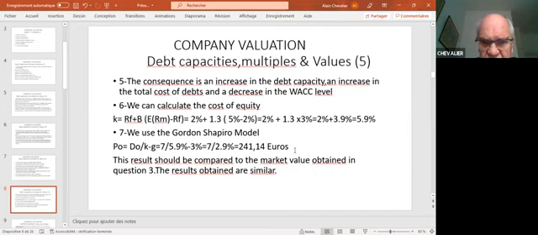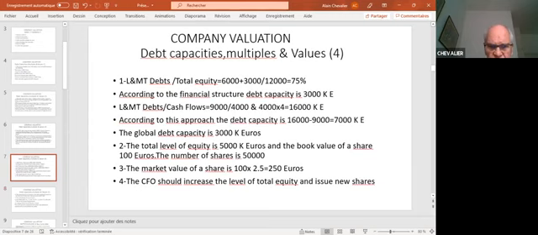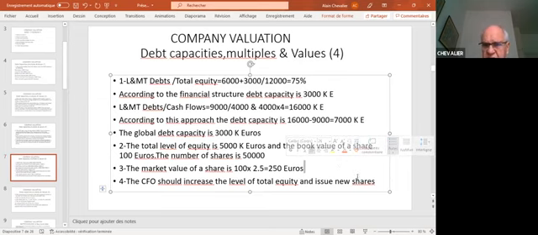So the question now is, we have different calculations here. And remember, if you go back to question 3, we have a market value of a share calculated using the two data we know, the book value of a share and the market to book value ratio, which is 2.50.